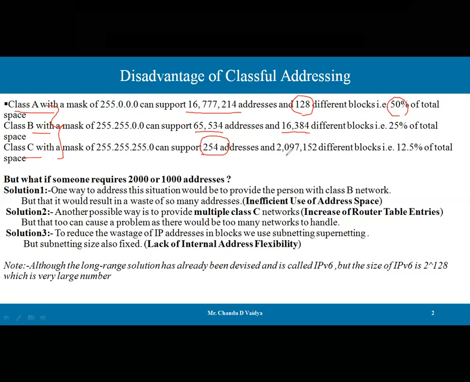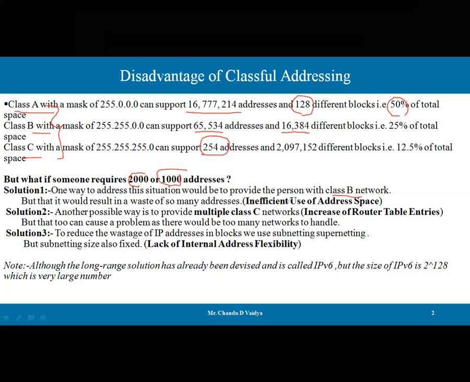But the user requirement is very typical and very small, we can say. But what happens if someone requires 2000 and 1000 addresses? To solve this problem, solution number one is to provide the person with a class B address. So if I go with class B for the 2000 and 1000 addresses, there will be plenty of addresses wasted.